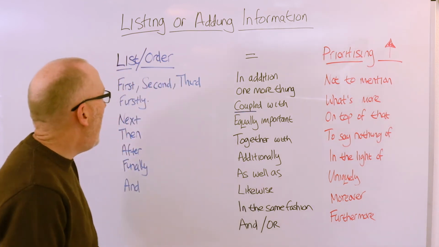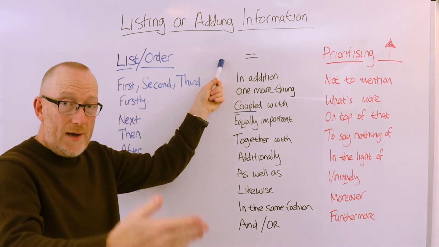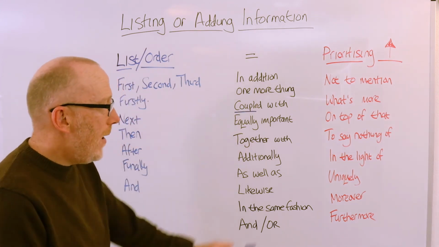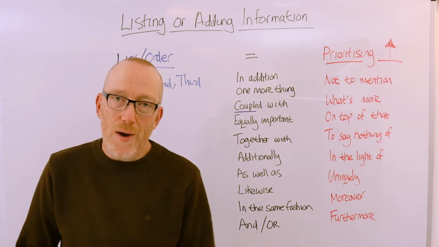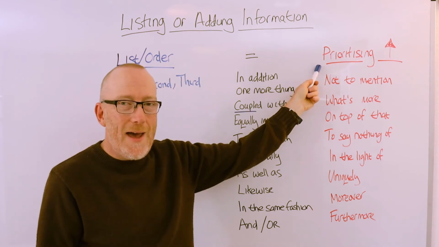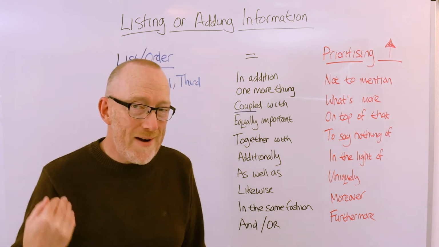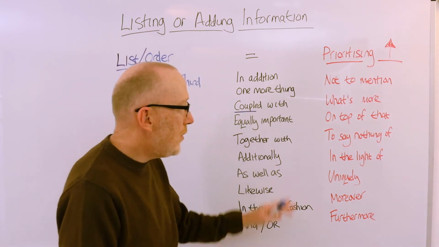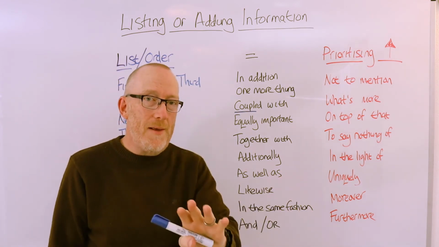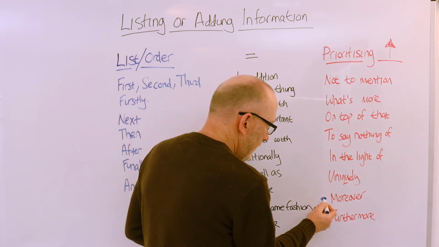Okay, so we have listing and ordering. Then we have adding to your list, or adding extra information that is of equal importance. Now, our third column allows us to add yet more information, but to give it a higher priority than the previous information that you have already listed. Okay, so a couple of these I know a lot of you guys will be familiar with, and I've included them at the bottom here, moreover and furthermore.